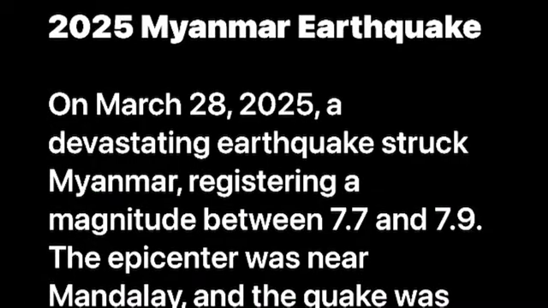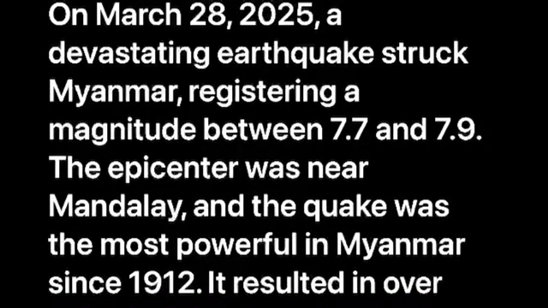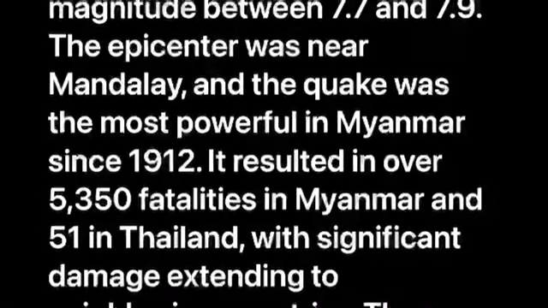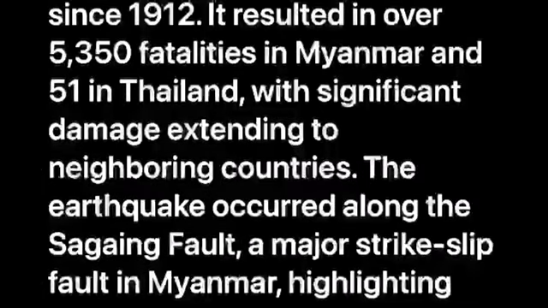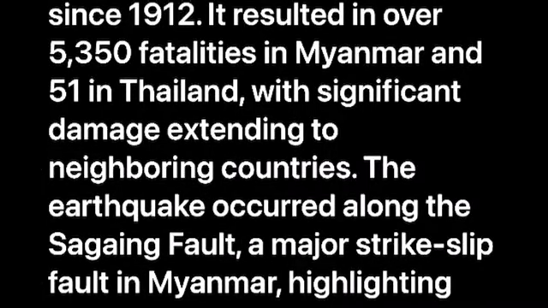2025 Myanmar earthquake. On March 28, 2025, a devastating earthquake struck Myanmar, registering a magnitude between 7.7 and 7.9. The epicenter was near Mandalay, and the quake was the most powerful in Myanmar since 1912. It resulted in over 5,350 fatalities in Myanmar and 51 in Thailand, with significant damage extending to neighboring countries. The earthquake occurred along the Sagaing Fault, a major strike-slip fault in Myanmar, highlighting the region's complex tectonic activity.